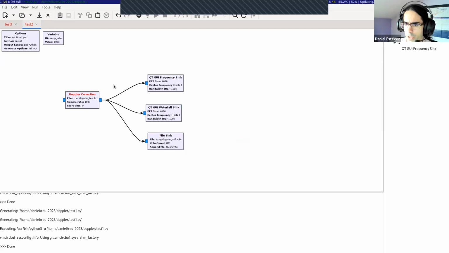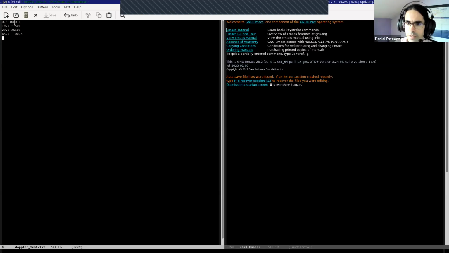And now we need to think for a second about what should be the input to this Doppler correction block. To do that, we need to understand again what the Doppler correction block does. It corrects for the Doppler effect of a signal that is following this time series. So imagine we had a signal that is at 1000 hertz at the beginning, then it goes down to minus 7.5, then it goes up, and then it goes down.